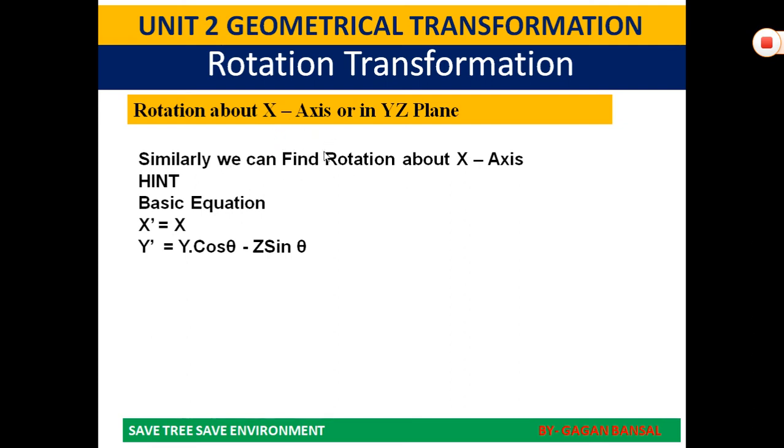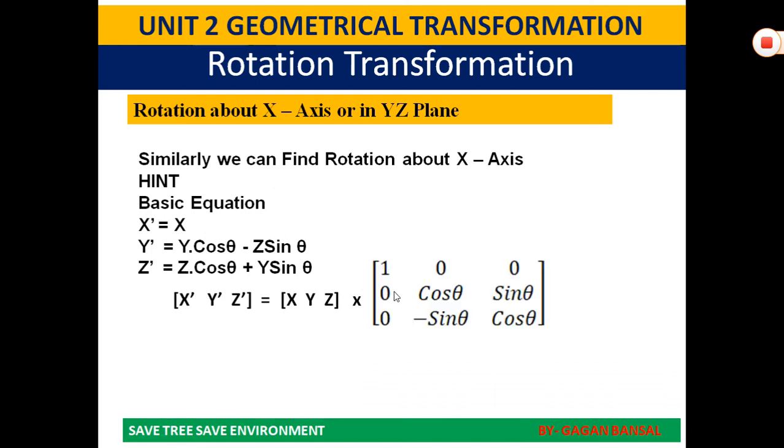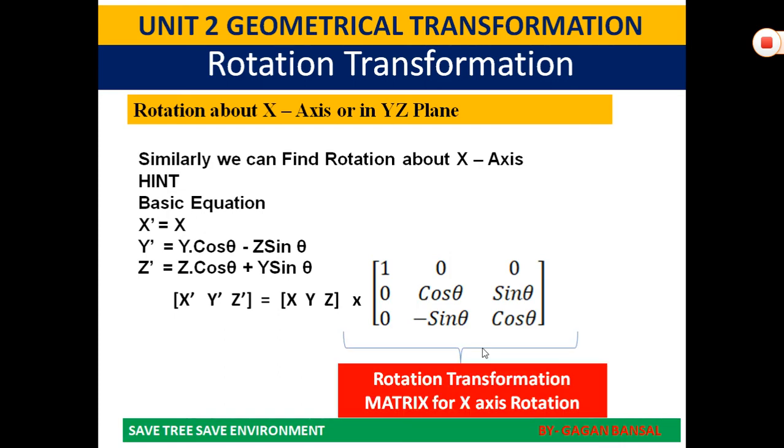I am giving you the hint that as we have done for z axis, that is xy plane, we can do for yz plane also, where the equations will be x dash equals x, y dash equals y cos theta minus z sin theta, and z dash equals z cos theta plus y sin theta. Now converting this into a matrix will be an easy task, that is x dash y dash z dash equals x y z into a rotation matrix about x axis, that is 1 0 0, 0 cos theta sin theta, 0 minus sin theta cos theta. So this is the rotation transformation matrix for x axis rotation.